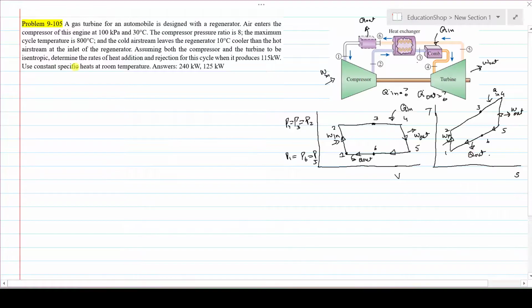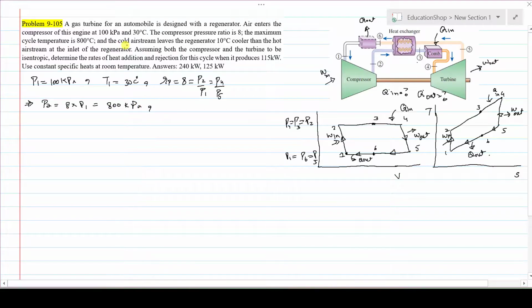Now come to the statement. What is given in the statement? Initial pressure P1 is 100 kilopascal, T1 is 30 centigrade, and the compressor pressure ratio is 8, which is equal to P2 divided by P1, and also equal to P4 divided by P5. Since the pressure ratio is 8, P2 is 8 times P1, that will be equal to 800 kilopascal, because P1 is 100 kilopascal. When you multiply by 8, it becomes 800 kilopascal.